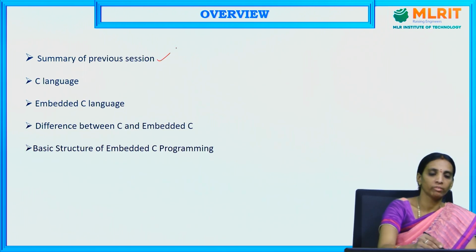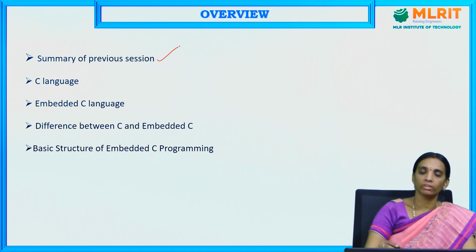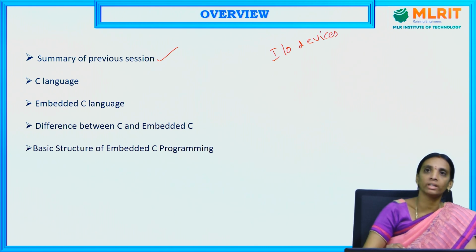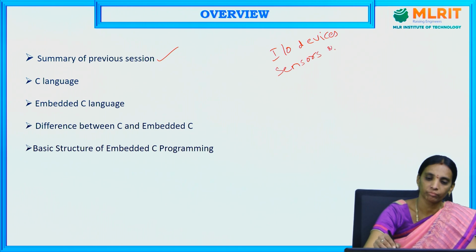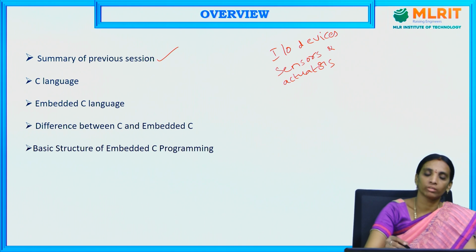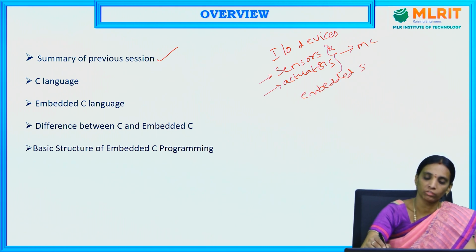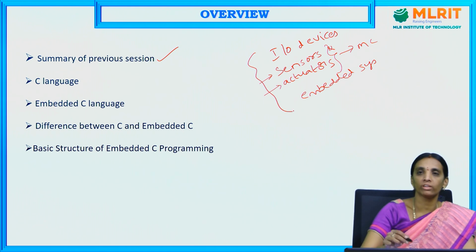In summary of the previous session, we discussed the I/O devices used in our embedded system design, like sensors and actuators. What are the different devices available as sensors, and what are the devices available as actuators? How can we interface these devices to our microcontroller in our embedded system design applications? These are the topics we discussed in the previous session.